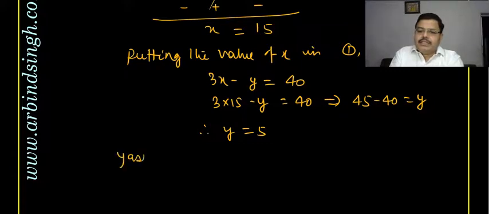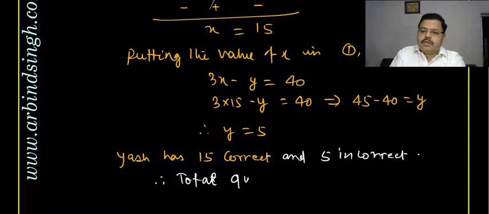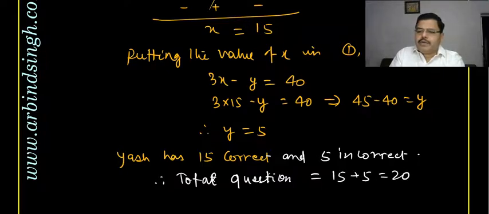Yes has 15 correct and 5 incorrect. So therefore, total questions is equal to 15 plus 5, that is 20. Answer.